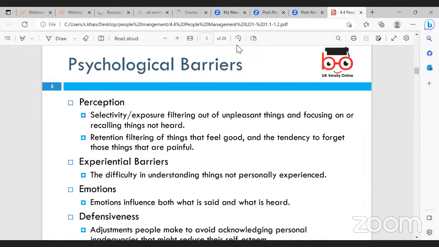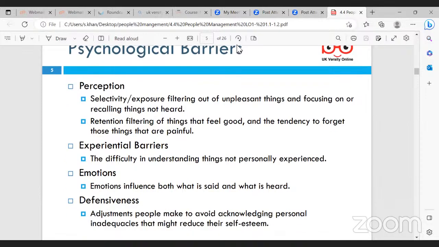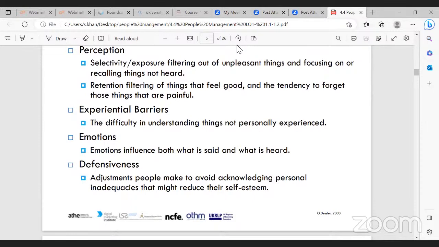And the first perception is selectivity, exposure, filtering out unpleasant things and focusing on or recalling things not heard. Retention, filtering out of things that feel good and the tendency to forget those things that are painful. Experiential barriers, the difficulty in understanding things not personally experienced. Emotions influence both what is said and what is heard. And then defensiveness, the adjustments people make to avoid acknowledging personal inadequacies that might reduce their self-esteem.